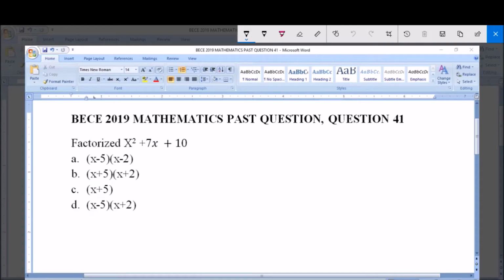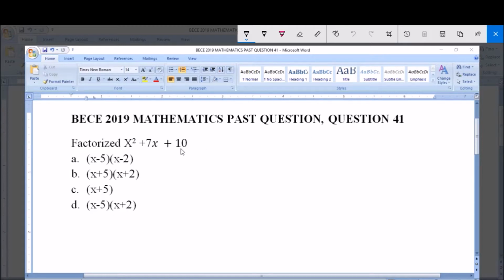Today we're going to be dealing with BECE 2019 Mathematics past question 41. Factorize x squared plus 7x plus 10. A, (x minus 5) multiplied by (x minus 2). B, (x plus 5) multiplied by (x plus 2). C, (x plus 5). And D, (x minus 5) multiplied by (x plus 2).